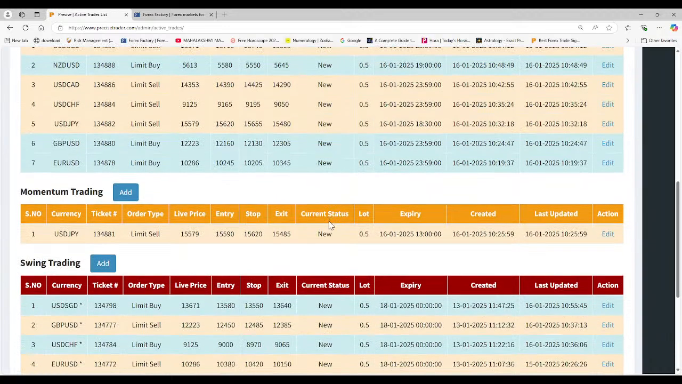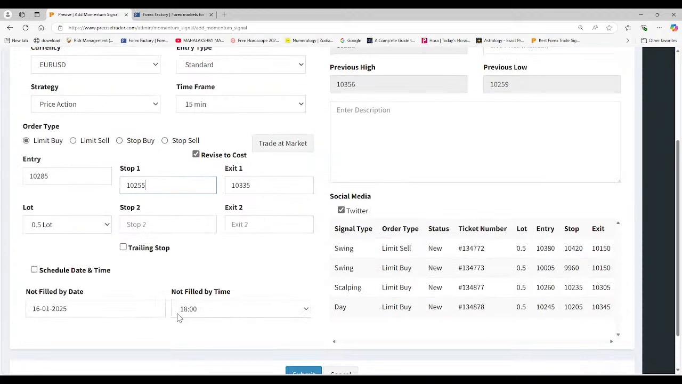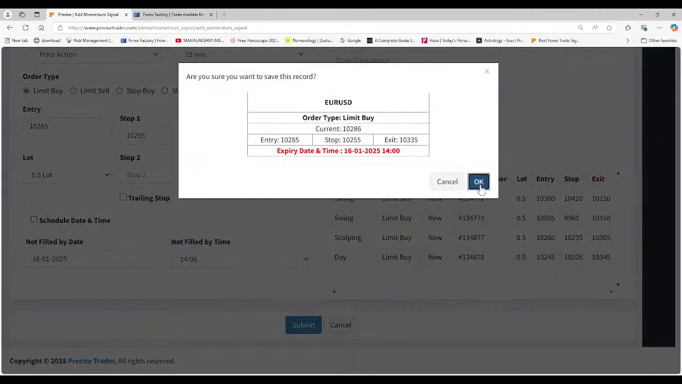Okay, so the next one what we can do is we can go for a momentum trade. This one we will try to have a cautious play, which means to say we will try to buy at 102.80 or 85. And this one we will put a 30 pip stop and 335. This one again we will put it as until 2 o'clock. So this is a very tight entry.